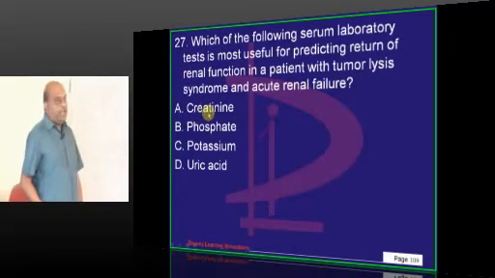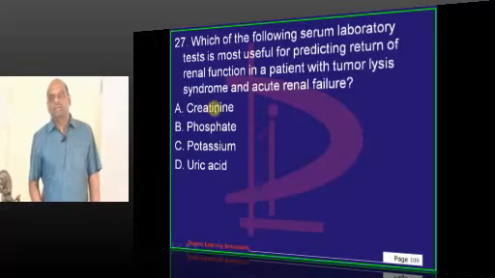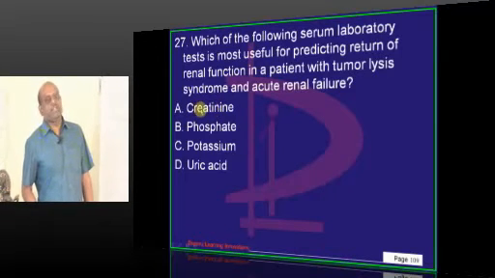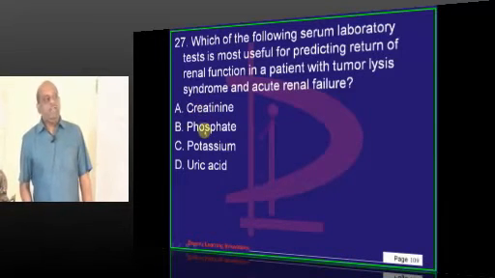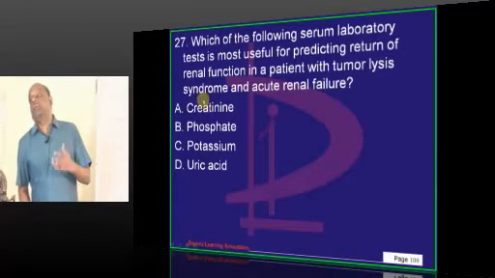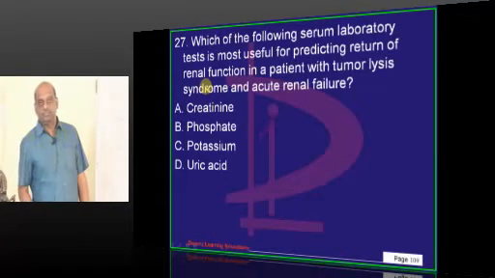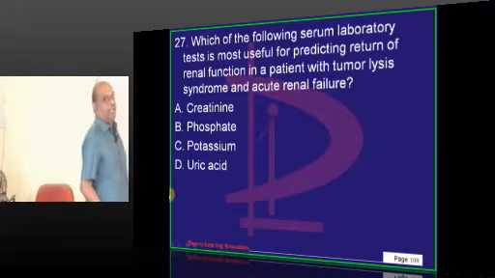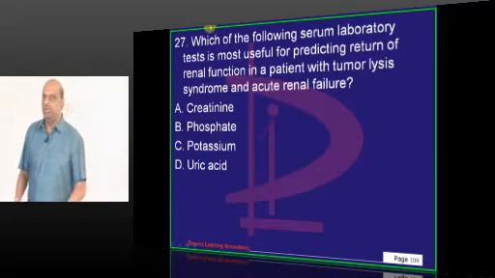Then for predicting the return of the renal function in a tumor lysis syndrome, what is the best parameter you need to follow? Can you tell me which malignancy is notorious to lead to development of tumor lysis syndrome, doctor? APML, acute promyelocytic leukemia, is there? No?